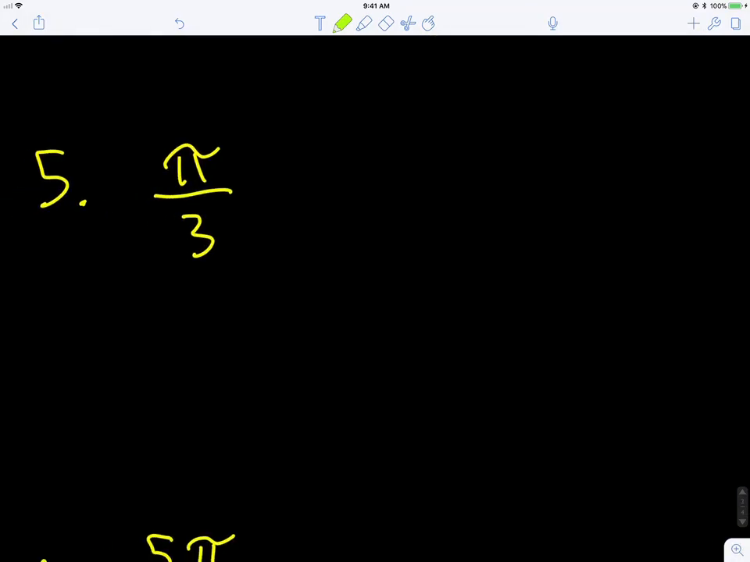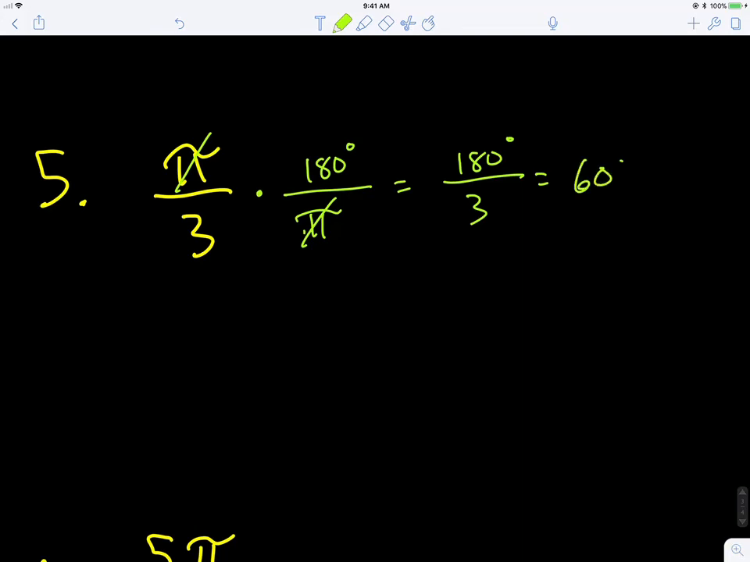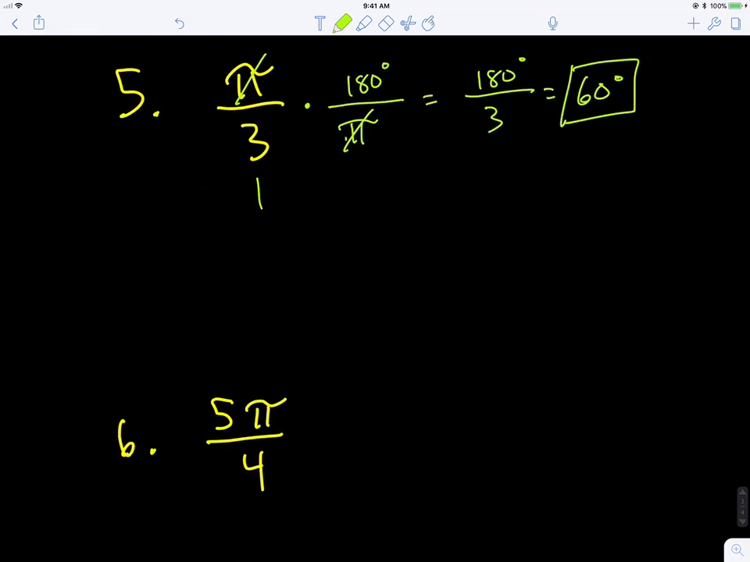All right, how about pi over 3? So again, we want to cancel the pi because we want to get rid of the radians. So the pi has to go on the bottom, and we'll have degrees left on top. So pi over pi cancels. 180 times 1 is 180. On the bottom, I got 3 times 1 is 3. 180 divided by 3 gives me 60 degrees. So pi over 3 is equal to 60 degrees. Remember, pi over 3 is in radians. And now I've converted my angle measure to degrees.